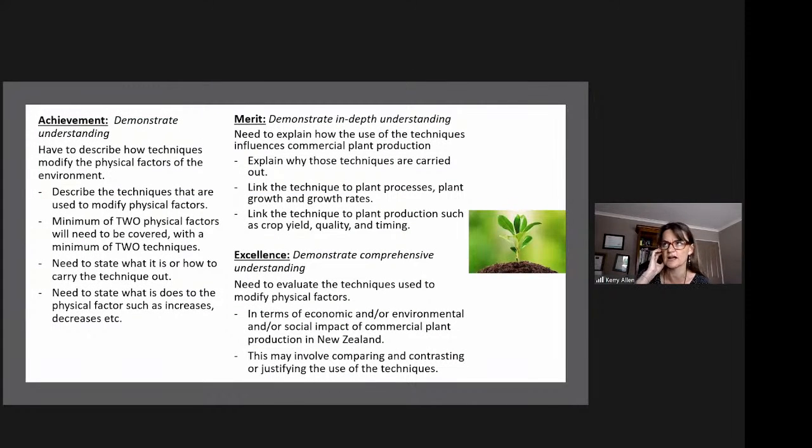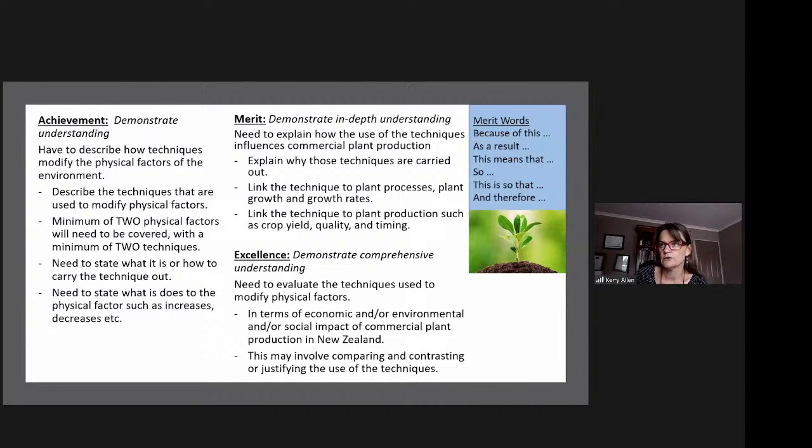Okay, the screen that you'll see now is just the requirements for each of those levels. We're going to go over each of these again as we go through. I will break it up into what is required for each achievement, merit and excellence. So if you were on yesterday or you've looked at yesterday's one, it's a similar sort of format. I'll cover the merit and excellence words in more depth later on. But you're more than welcome to pause here and read all that information. But for now, I will continue on.